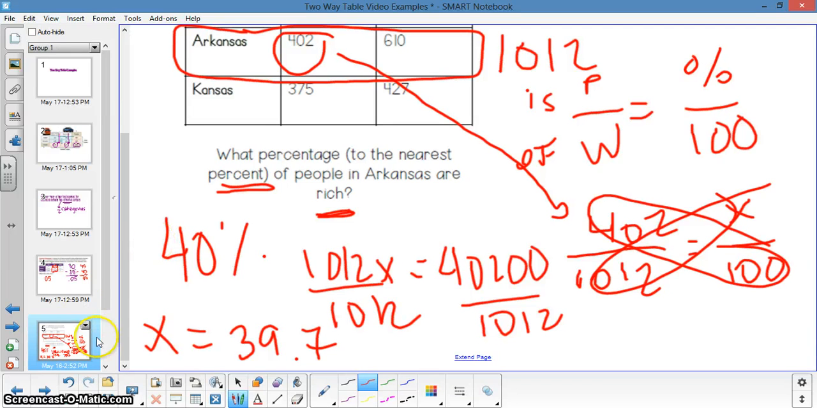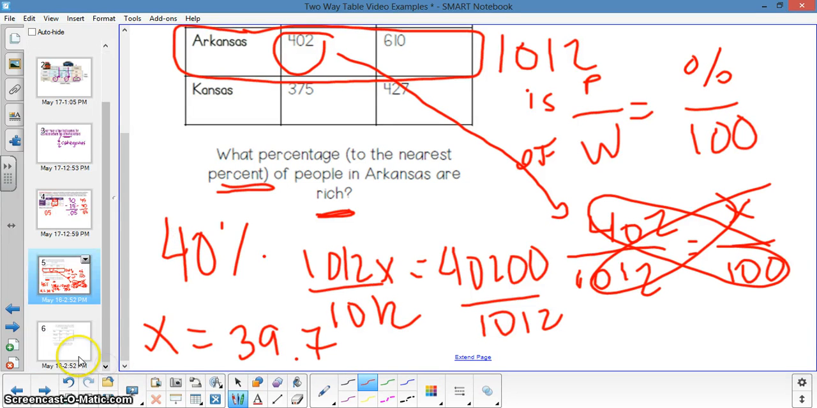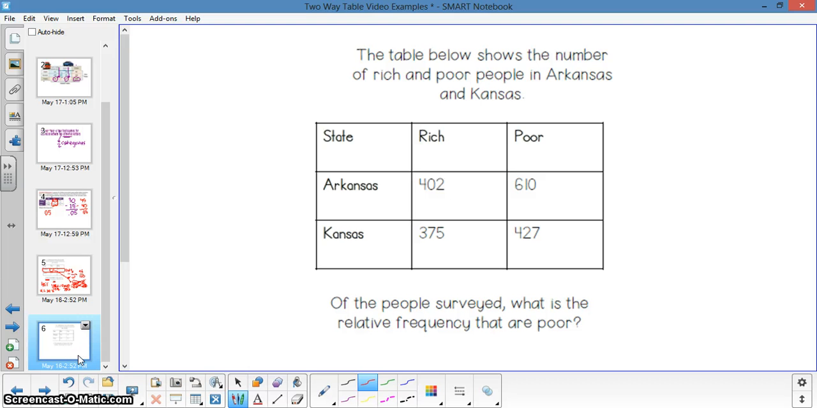Let's do one more example to be clear. Using the same information about Arkansas and Kansas. Of the people surveyed, what is the relative frequency that are poor? Relative frequency is just another way to say the percent. It just wants it as a decimal.